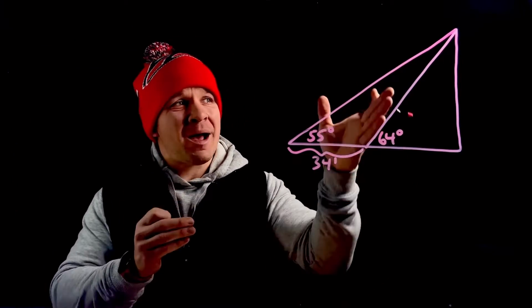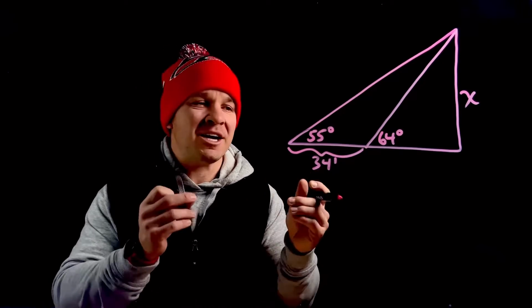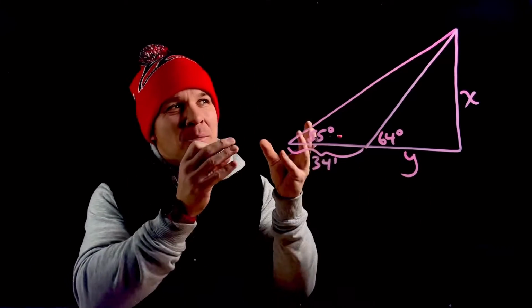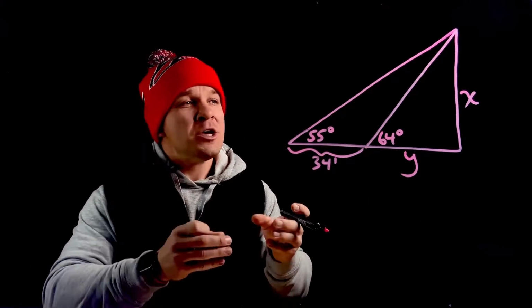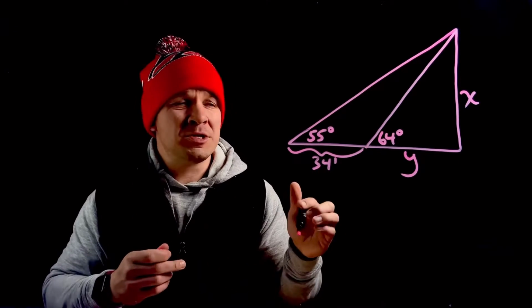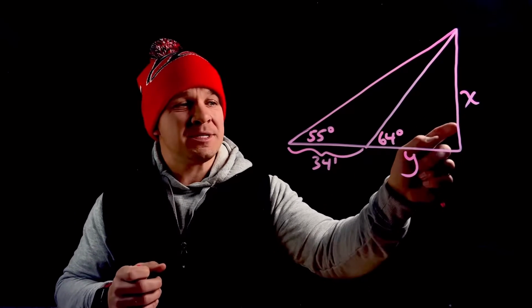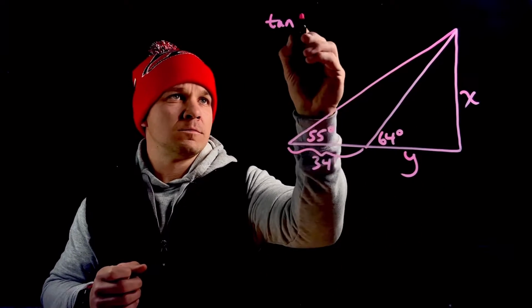Now I can still find my height here, which I'm going to label as x, but I'm also going to need to introduce a second variable here because I don't have a completed right triangle right now. So if I've got 2 variables I need to solve for, I'm going to need 2 separate equations. First one I'm going to do is this smaller triangle right here. So I'll have tangent of 64 is equal to my opposite over my adjacent.